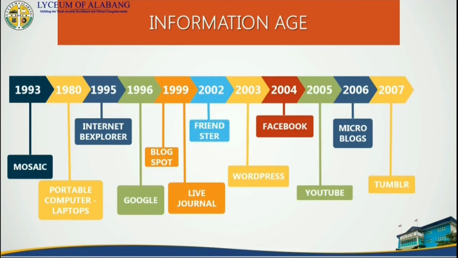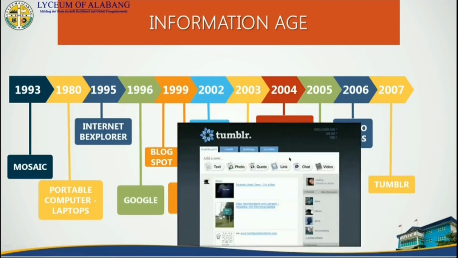Next, in 2007, we have Tumblr. So if you are familiar with this, Tumblr is a New York-based internet platform, part microblog, part social network, which was created by web developers David Karp and Marco Arment and launched in 2007. Due to the company's almost immediate success and popularity, it was acquired by technology giant Yahoo Incorporated in June 2013 for the sum of $1.1 billion.